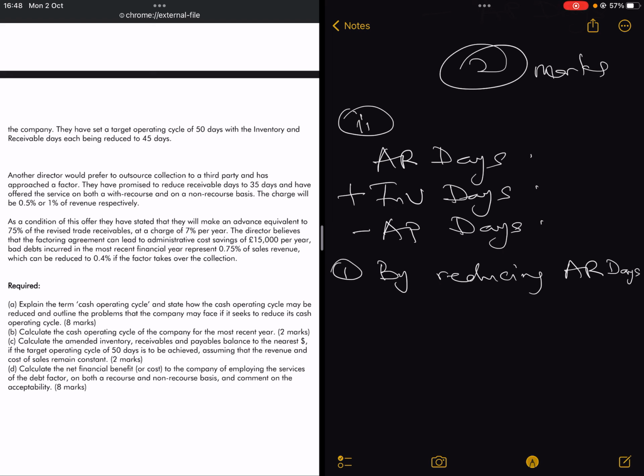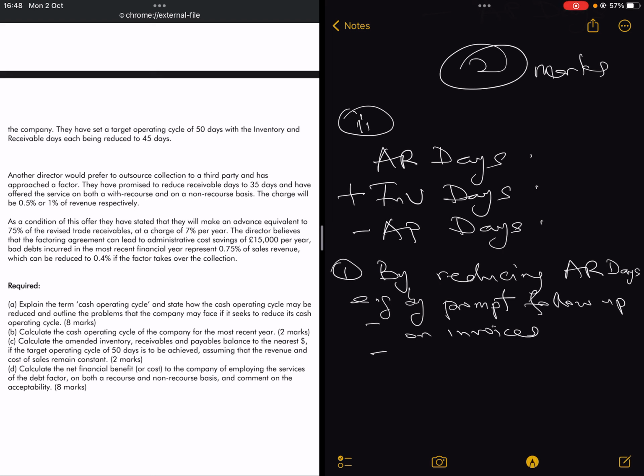And you can't stop there. If you stop here, you get half mark and not 1 mark. You need to state at least how. So you can reduce account receivable days, e.g., by prompt follow-up on invoices.